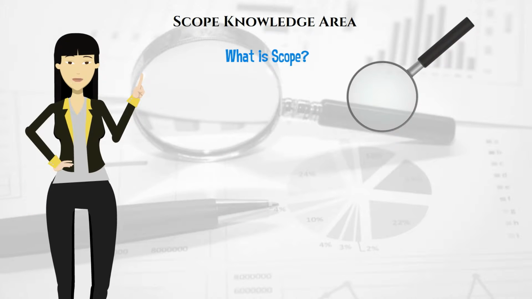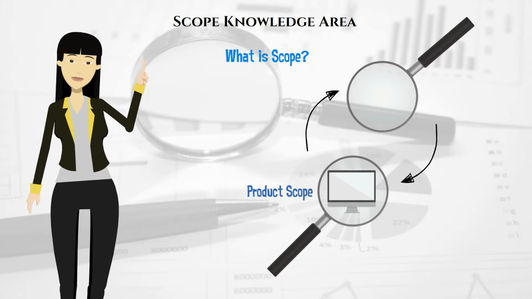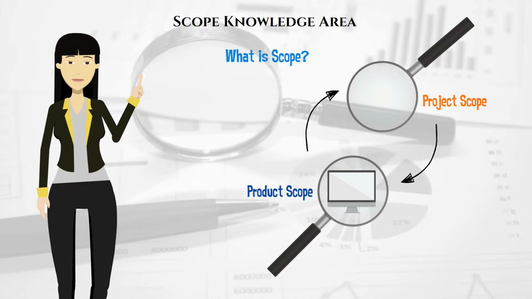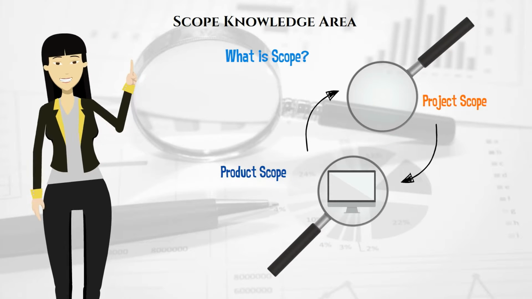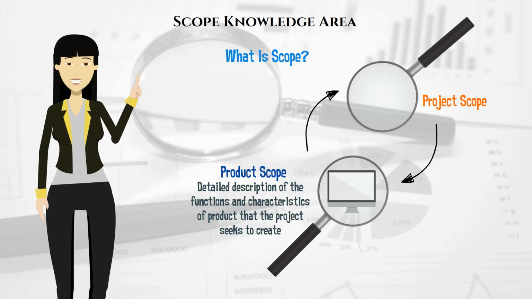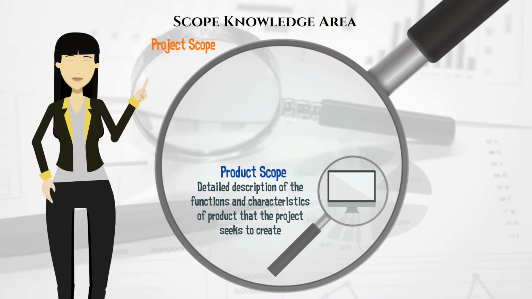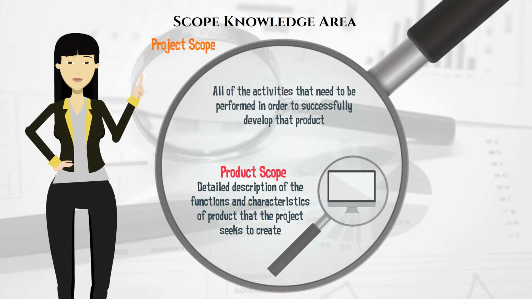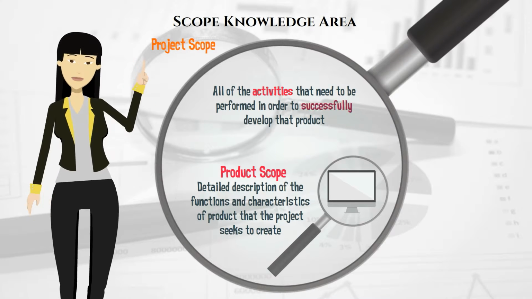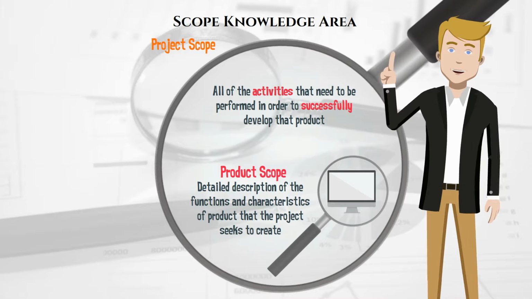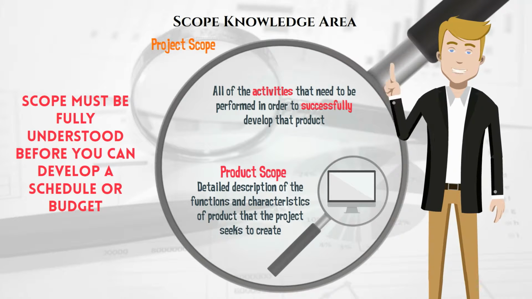As we discussed in Module 3, there is a distinct difference between the product scope and project scope. You'll need to remember that for the exam. The product scope includes a detailed description of the functions and characteristics of the product that the project seeks to create. The project scope, however, includes not only the product scope, but also all of the activities that need to be performed in order to successfully develop that product. Remember, scope must be fully understood before you can develop either a schedule or budget.